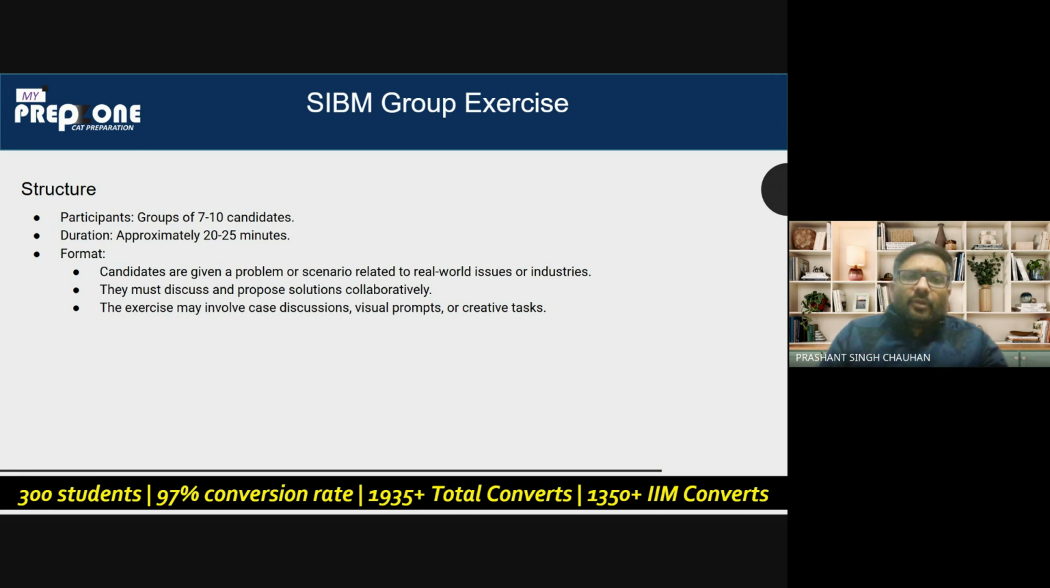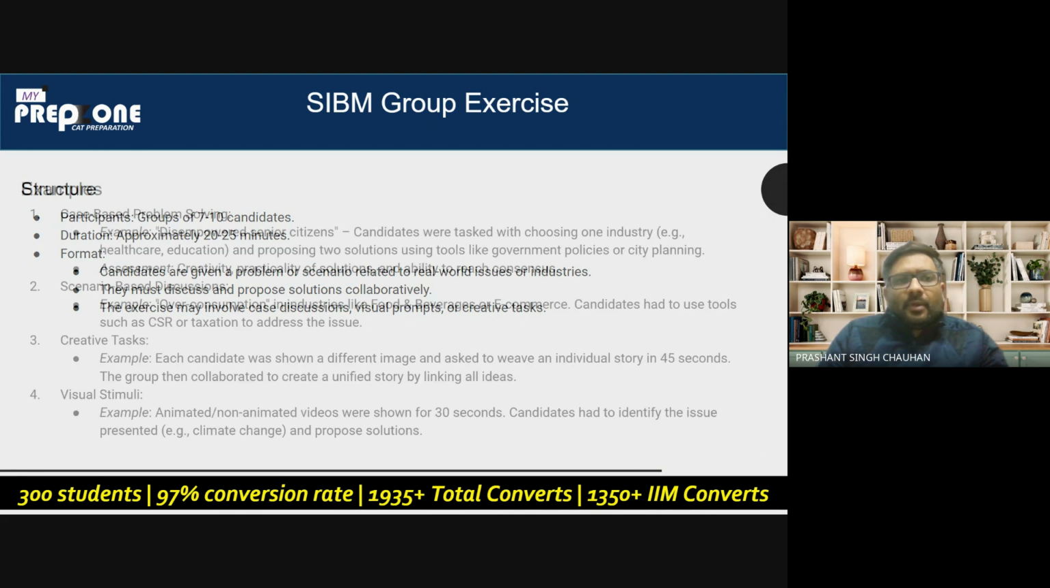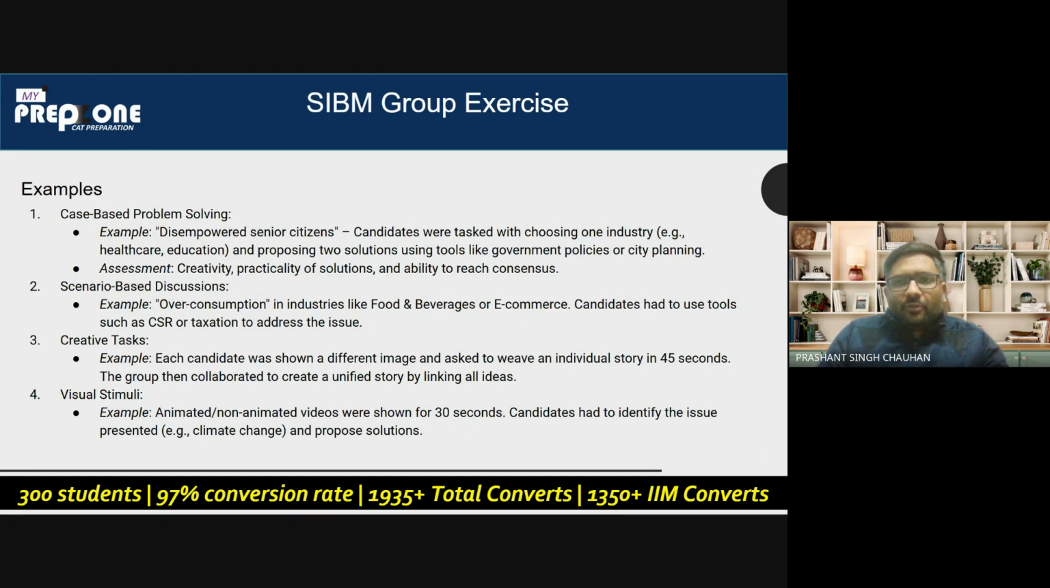So I'm going to give a few examples which I have seen in the past. Case-based problem solving. You may be given one case, like you need to come up with a solution for any city or some particular age group like disempowered senior citizens. The complete group is going to get marks based on their creativity, how they implement the solution, and if they are able to reach a consensus. The panelists will be watching, and if you're not reaching consensus, you may not get good marks.